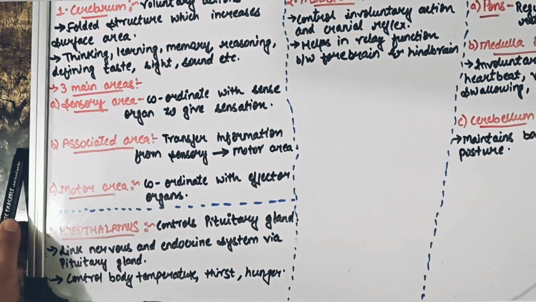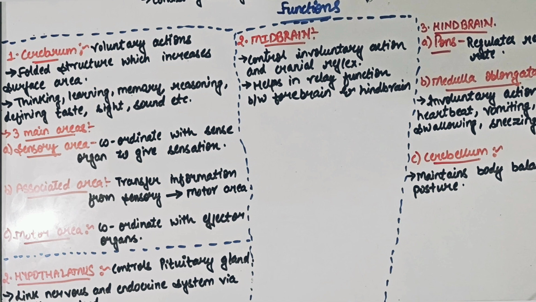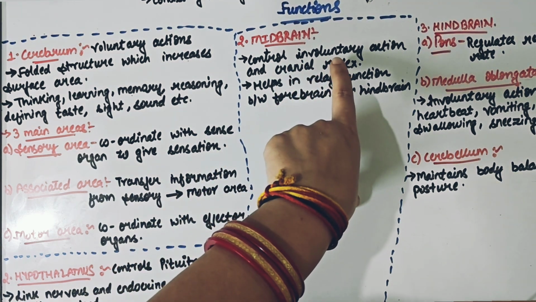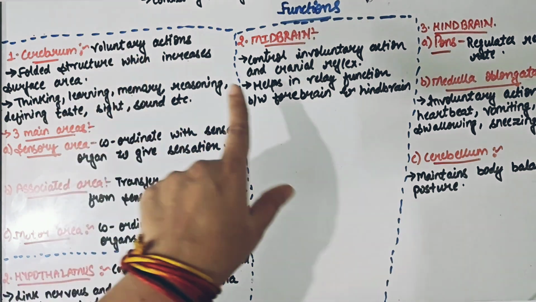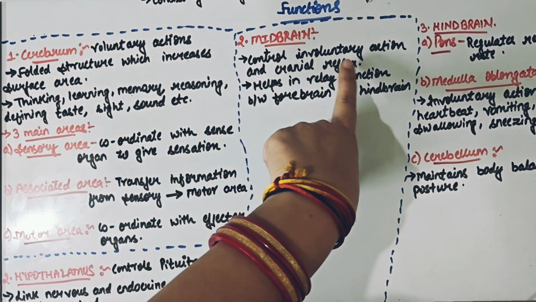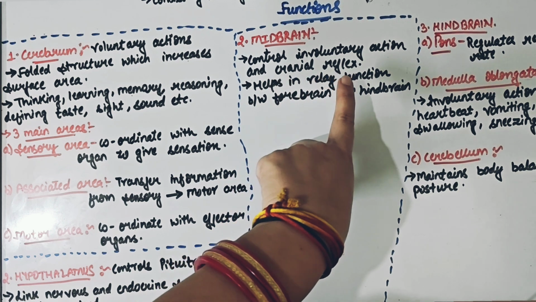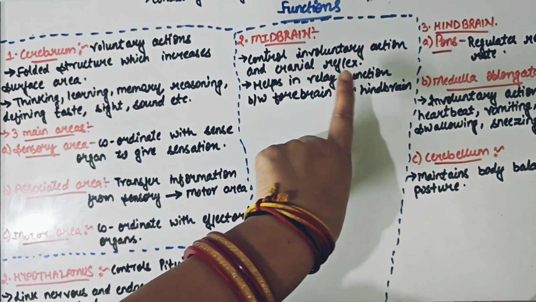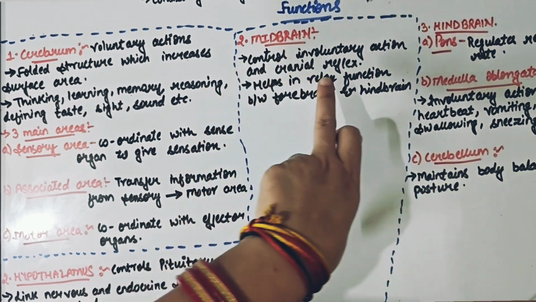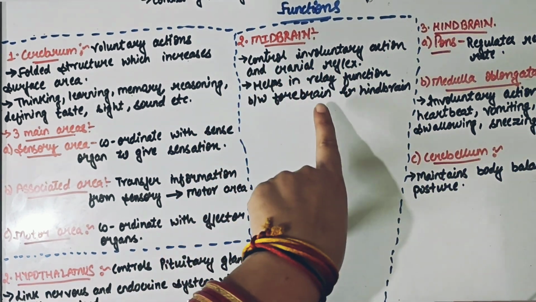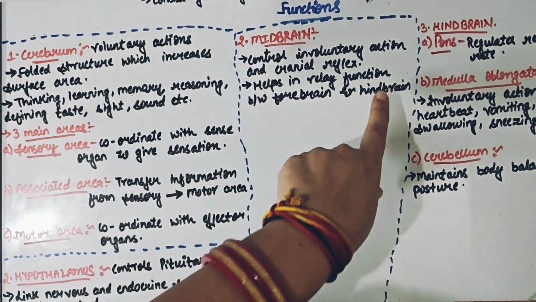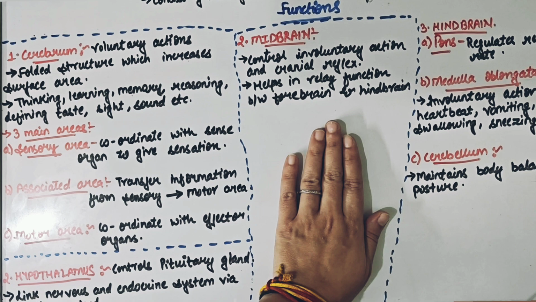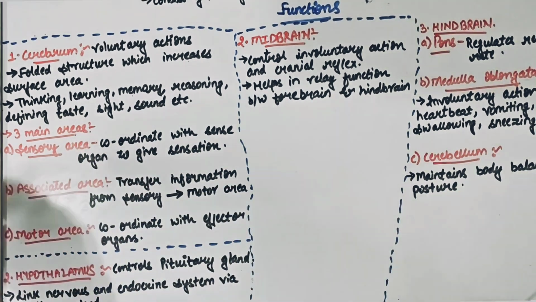Talking about the midbrain, not much detail into it, but the important part is that the midbrain controls our involuntary actions. As the cerebrum was controlling voluntary actions, the midbrain is responsible for controlling the involuntary actions and also our cranial reflexes. Under reflex action and reflex arc, we have understood what cranial and spinal reflexes are, so I'm not discussing it here. It also helps in the relay function between the forebrain and the hindbrain. So the midbrain is a connecting link between your forebrain and the hindbrain.